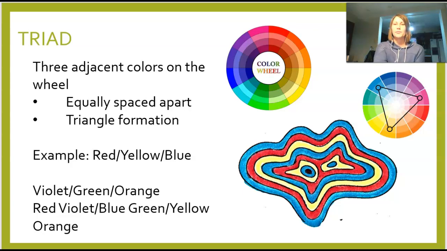So for example, in my colored example, I've got red, skip 3, yellow, skip 3, and blue. Those are one example of triadic colors. It might also be, let's see, purple, skip 3, orange, skip 3, green, back to purple. So just note they'll form a triangle on the color wheel.